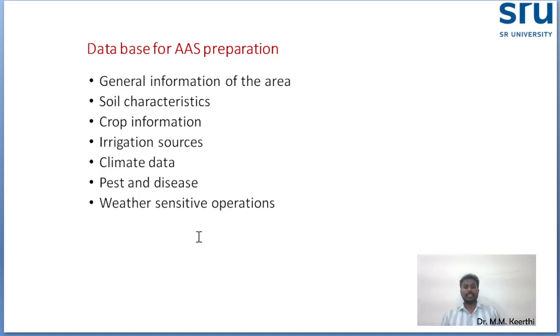And climatic data, all weather data for your particular area: the maximum temperature and minimum temperature this season, this month, humidity, wind speed, wind direction, and what type of pest and disease. For example, if a particular crop is there, in this situation this type of pest may occur, this type of disease will occur. Every detail will be there.